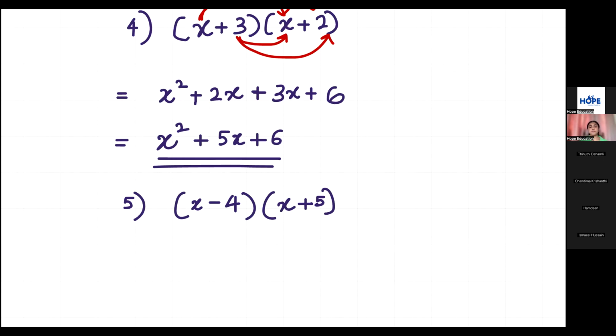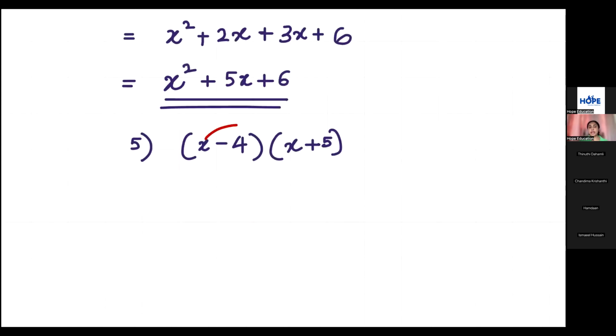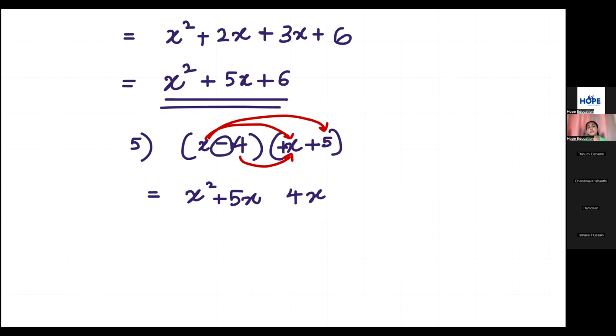Let's see. X multiplied by X, the answer is x squared. This has plus, so the answer also gets plus. Then x multiplied by 5 is 5x. This has plus, so the answer also gets plus. Then 4 multiplied by x is 4x, right? Here this has minus and this has plus. Minus times plus, answer gets minus. Different signs, so the answer gets minus.